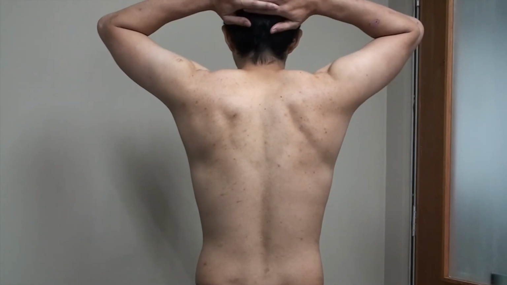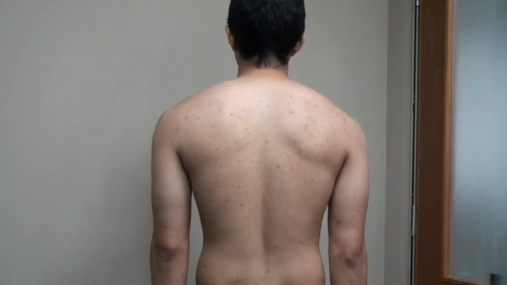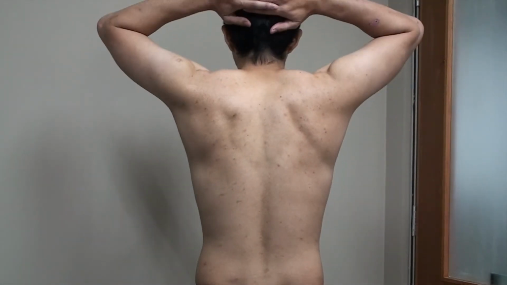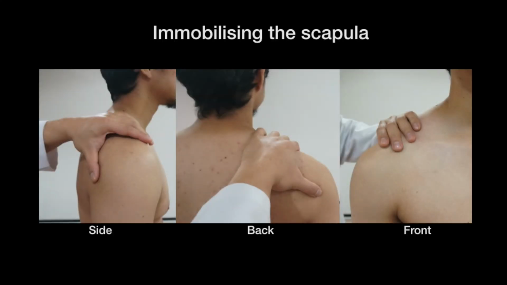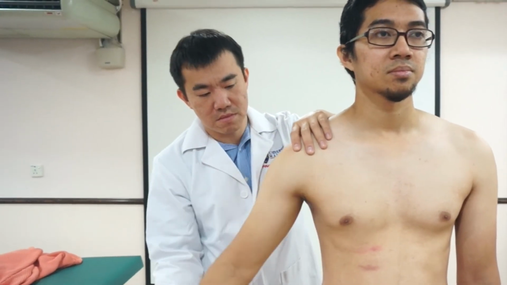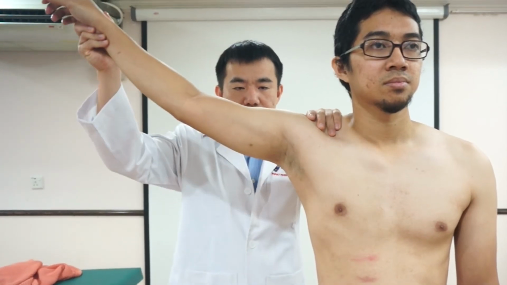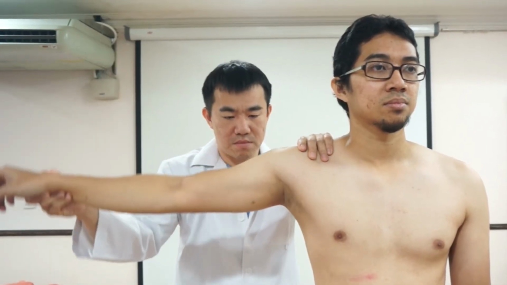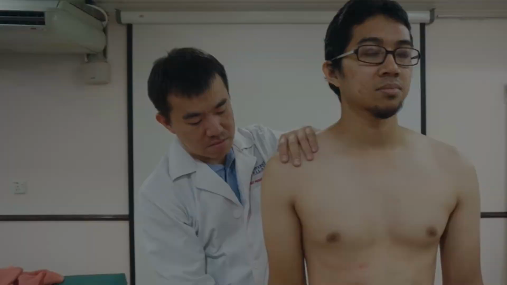Shoulder abduction involves the glenohumeral joint and scapulothoracic articulation. Glenohumeral motion can be isolated by holding the patient's scapula with one hand while you passively abduct the shoulder. It is important to compare both the active and passive movements.